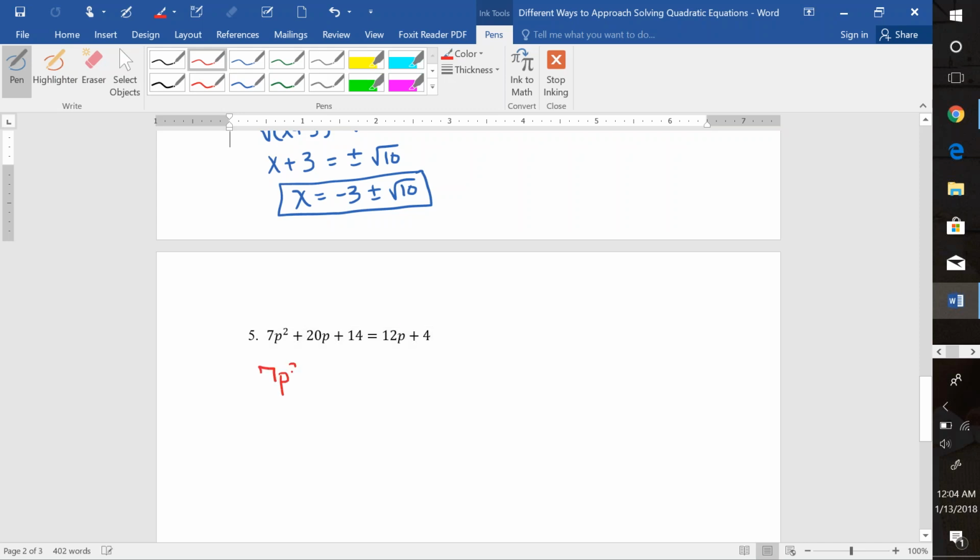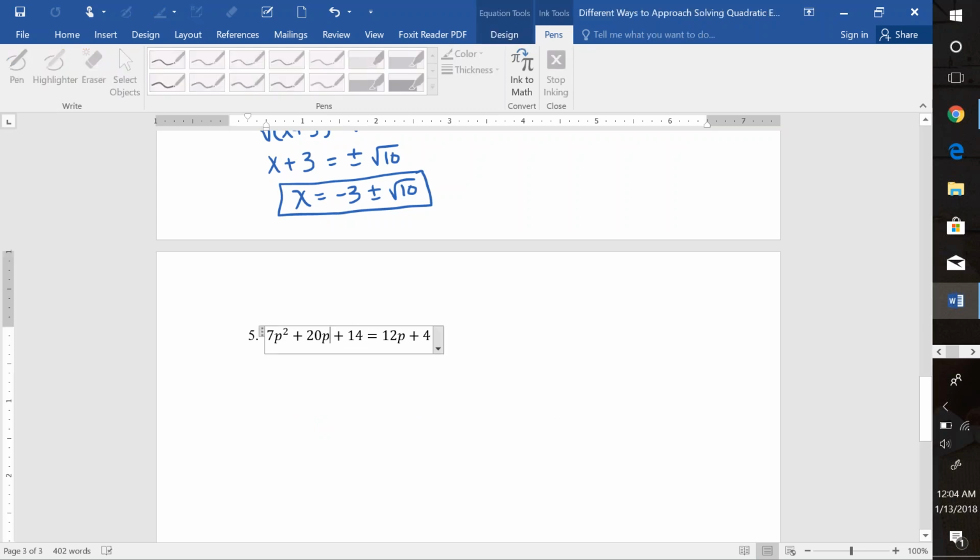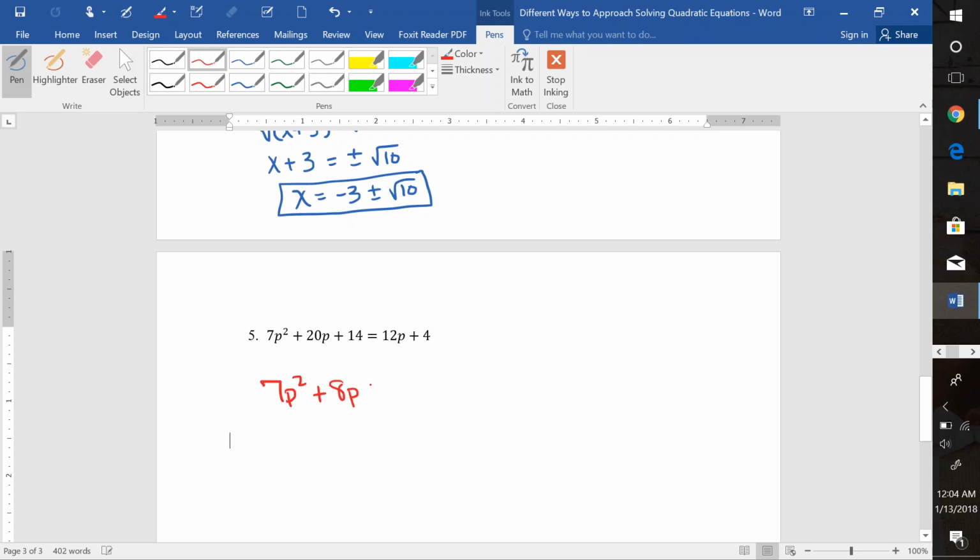So this would be 7p squared, 20p, and then we're going to subtract over the 12, so that's going to be positive. So 7p squared plus 8p and then subtract over the 4, and it's going to be 10. Hang on just a second. It is not liking my ink right now. It's not wanting to keep it, so let me move that down. So 7p squared plus 8p plus 10 equals 0.